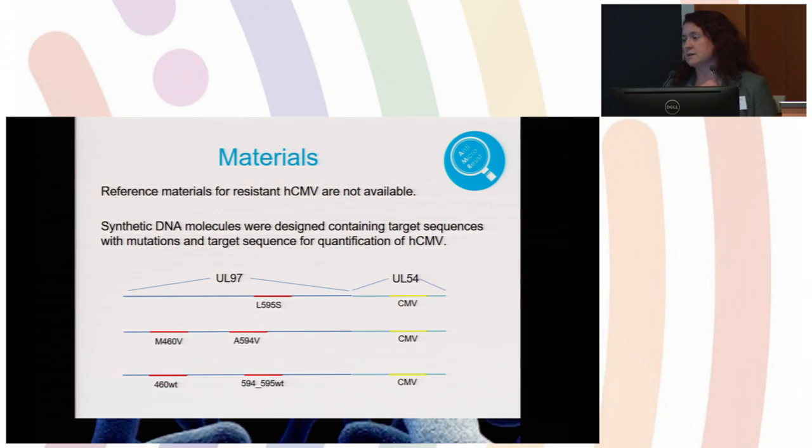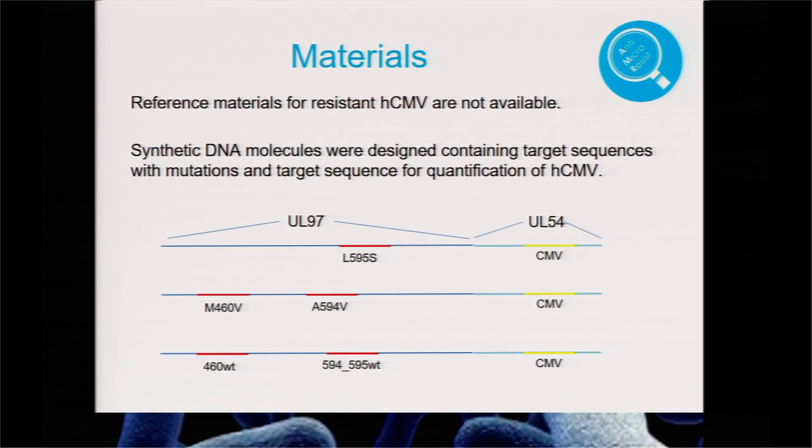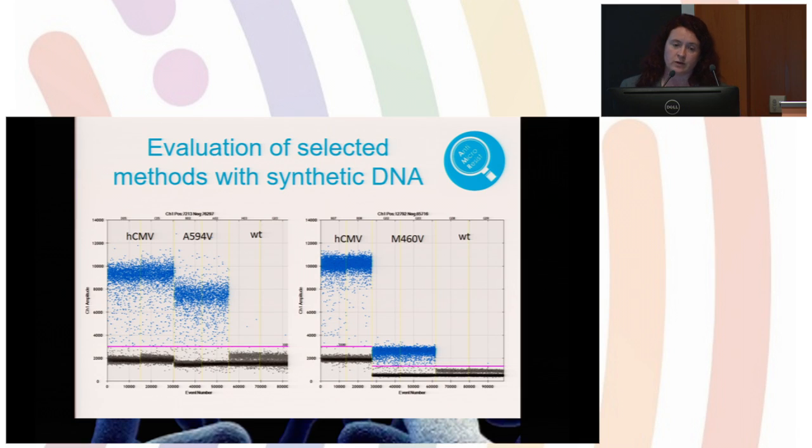In case of resistant human cytomegalovirus, there are no reference materials available. So we had to prepare our own materials, and we designed synthetic DNA molecules, which contain, on one hand, a sequence where we can find resistance, and on the other hand, a sequence for the method that I described previously, so for the quantification of cytomegalovirus. And we used these synthetic materials then for our evaluation of these selected methods.